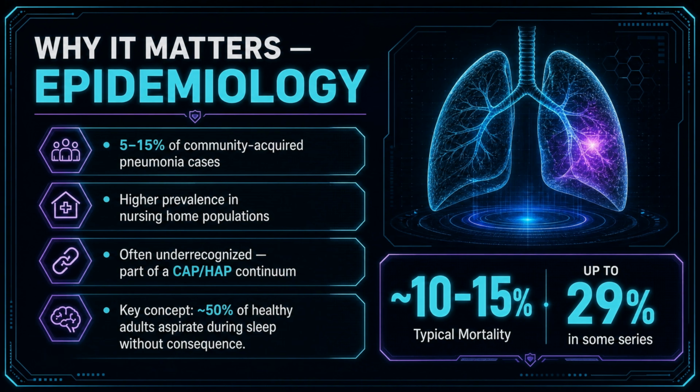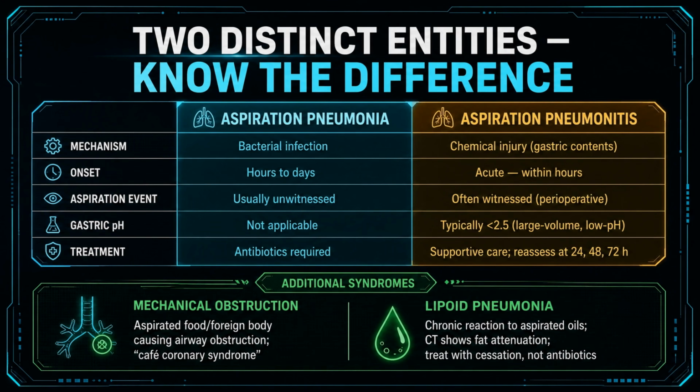This condition is often under-recognized. It exists on a continuum with community-acquired and hospital-acquired pneumonias. The key conceptual point to remember is this. Approximately 50% of healthy adults aspirate small amounts of oropharyngeal secretions during sleep without any consequence. It is the volume of the aspirate, the bacterial burden, and the failure of host defenses that determine whether clinical disease develops. One of the most critical distinctions in clinical practice is differentiating aspiration pneumonia from aspiration pneumonitis.